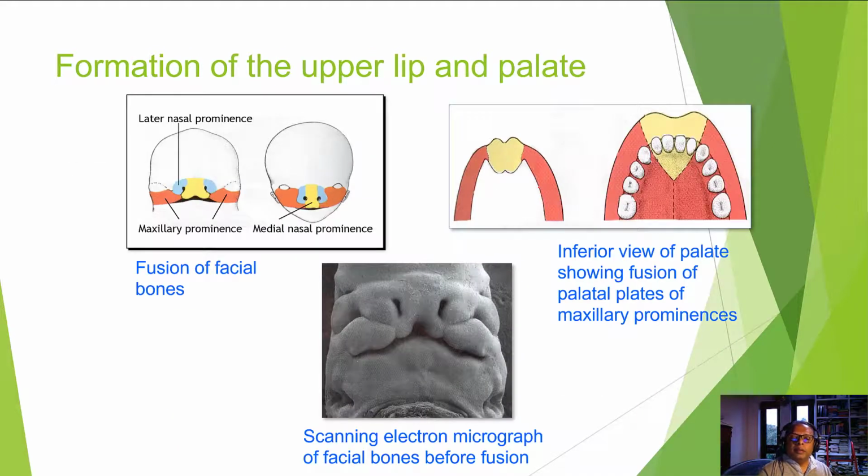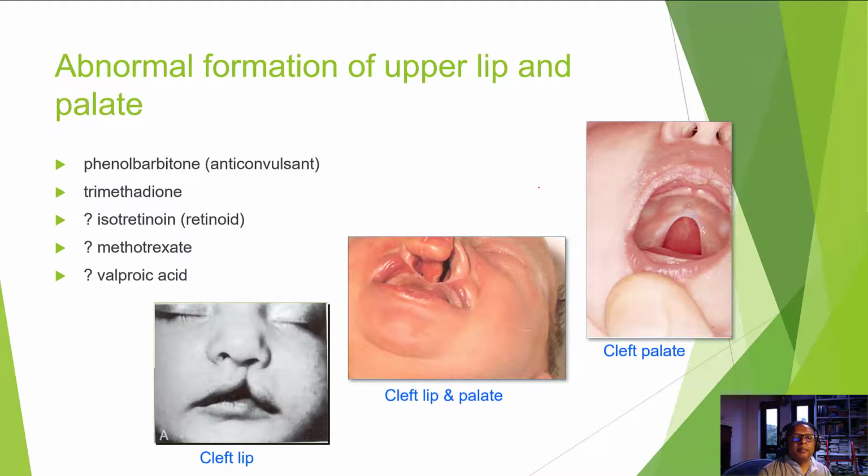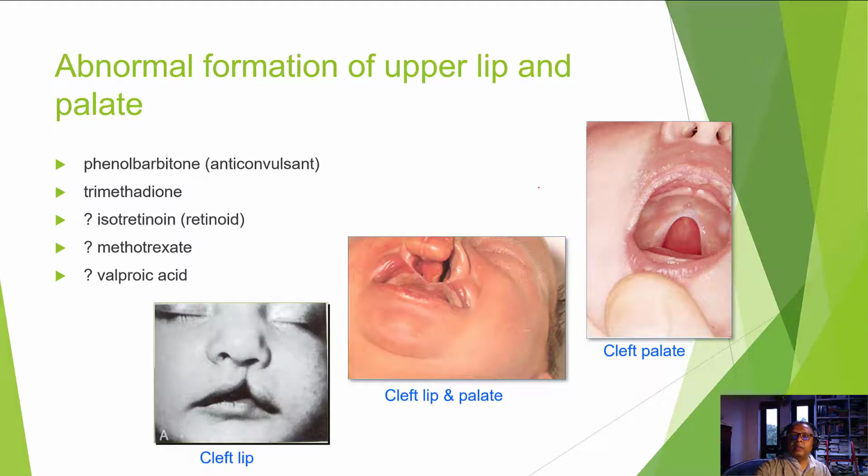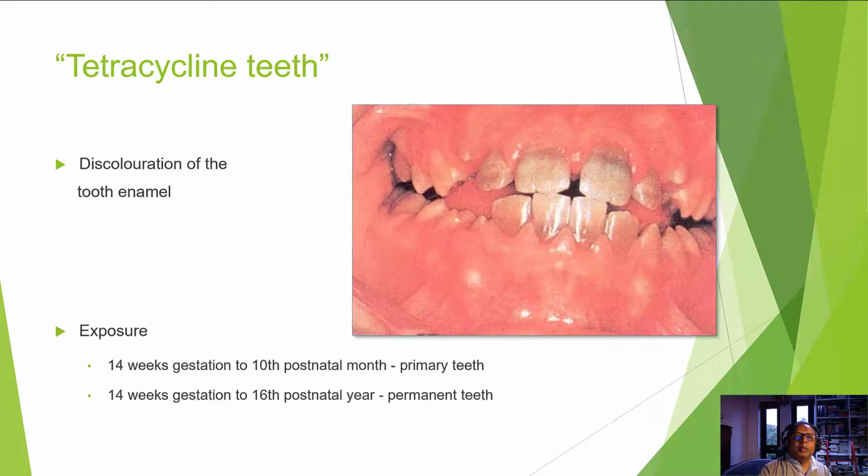And then phenytoin and other drugs can cause problems with the fusion of facial bones, leading to cleft lips and cleft palates. Most of the phenobarbitones, retinoids, methotrexate, and valproates can cause these defects. And you can see this is a cleft palate in the soft palate area. This is a cleft palate in the hard palate as well as the lip.